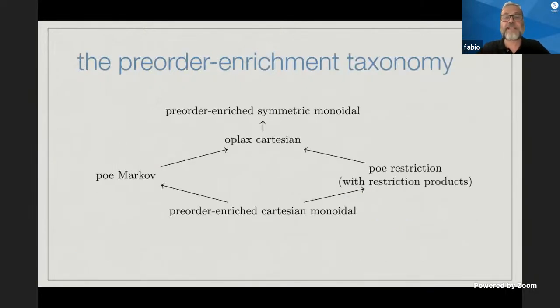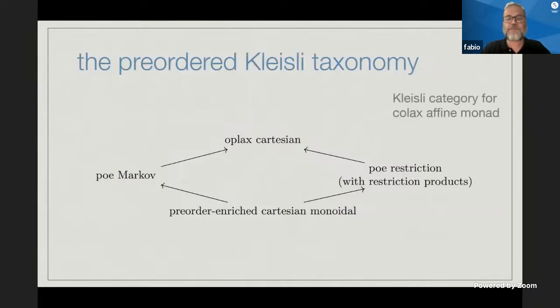Very well. And now we end up exactly with the same taxonomy that we had before. Now, instead of having just gs-monoidal, we have Oplax Cartesian. Instead of having Cartesian monoidal, we have pre-order-enriched Cartesian monoidal, and so on and so forth. Well, it works exactly as before. For example, if I have this taxonomy and I have a Kleisli category of the Oplax affine monad, it works exactly like this. That's to say, whenever I take the Kleisli of the Oplax affine monad over pre-order-enriched Markov, I end up in a pre-order-enriched Markov, always.